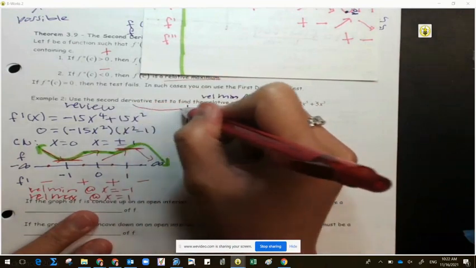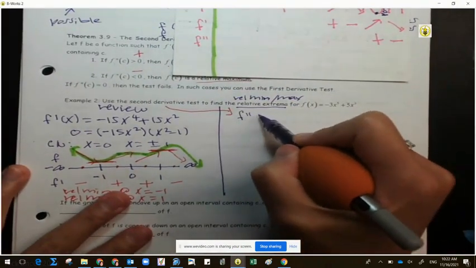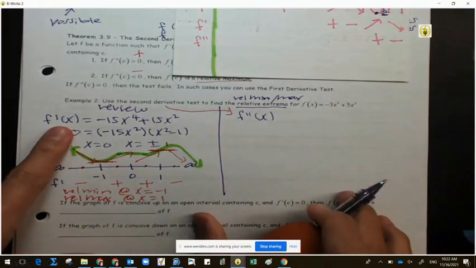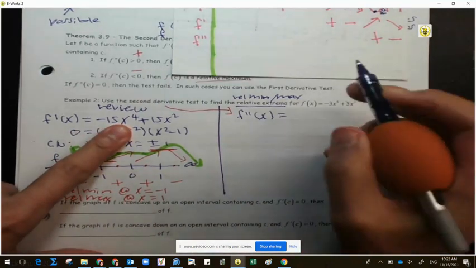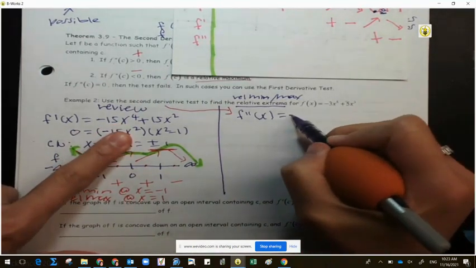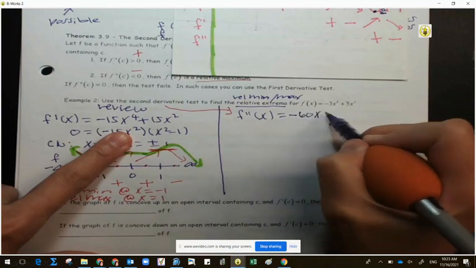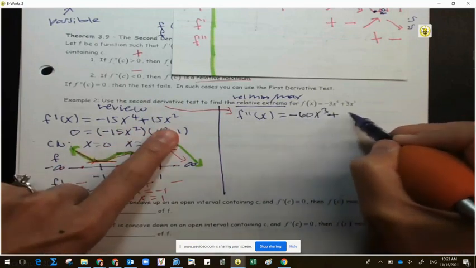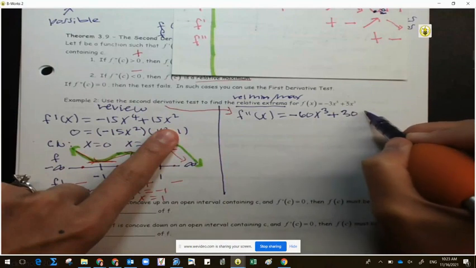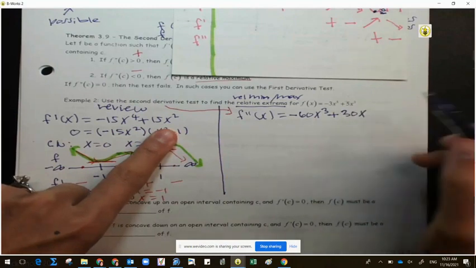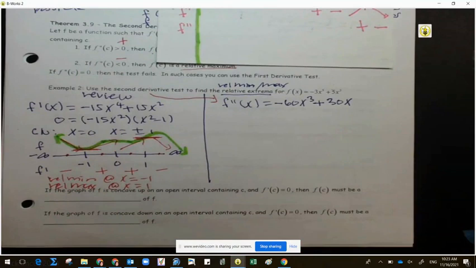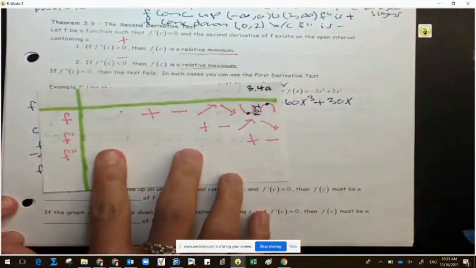This is simply review. Let's see how we can use the second derivative test. The second derivative test states, find the second derivative, obviously. So let's do that. We're going back to the first derivative. The derivative of that is negative 60, how many? x cubed. And then plus how many x? 30x.